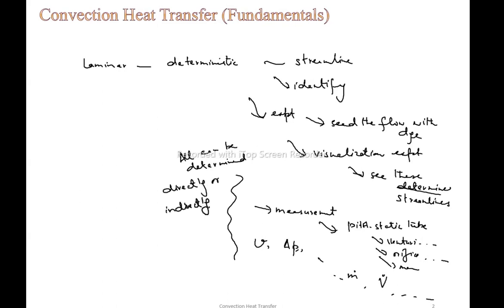It's okay, audience. You can determine all these properties directly or indirectly. Directly, if you use a thermocouple, you get an EMF measurement, and from that you get temperature. Indirectly, you measure some pressure differential, apply the Bernoulli equation, and maybe you can get velocity. So some sort of that. As far as measurement techniques are concerned, you have intrusive and non-intrusive techniques.